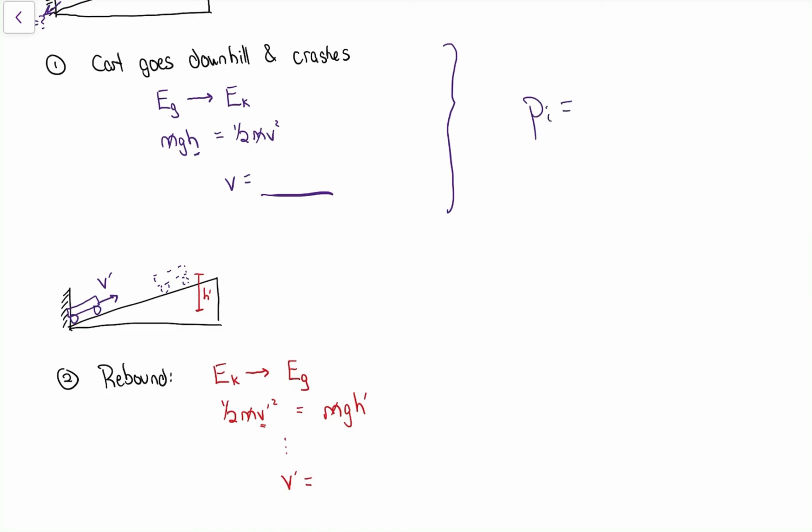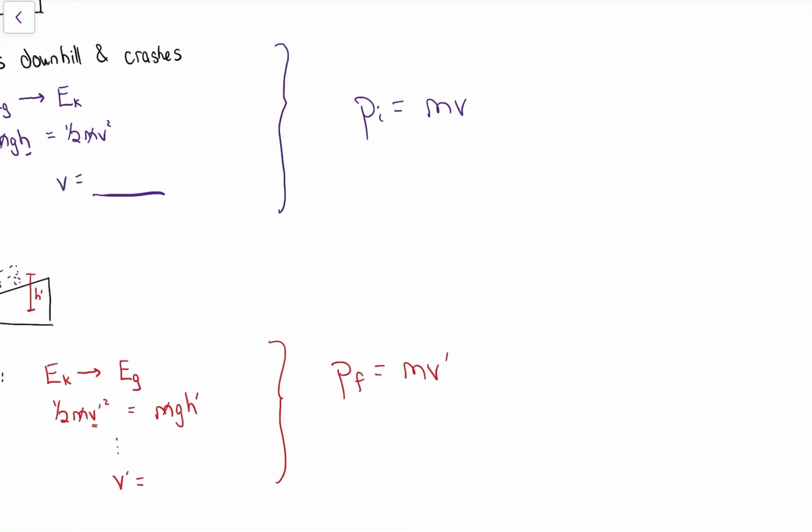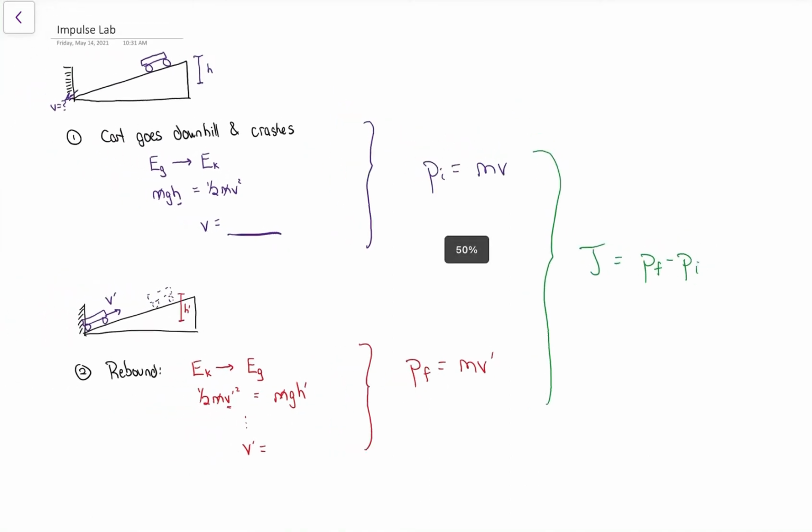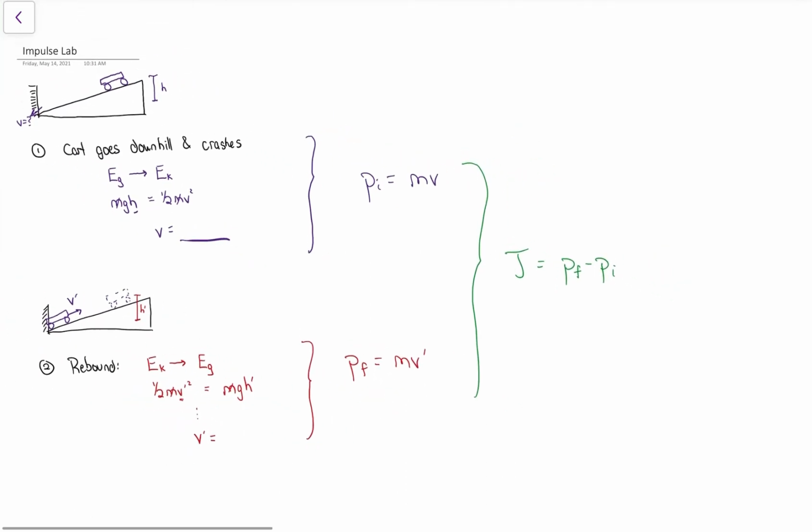So the initial momentum is mass times speed. From the second part, we can get the final momentum. It's mass times the second speed. And then once you get that, you'll have to be careful with vectors and directions. Impulse, capital J, is the final momentum minus the initial momentum. All right, I think that'll help with the lab.